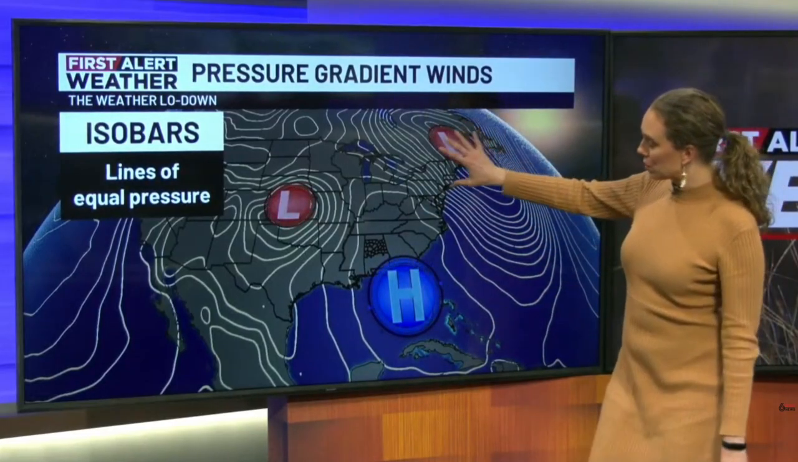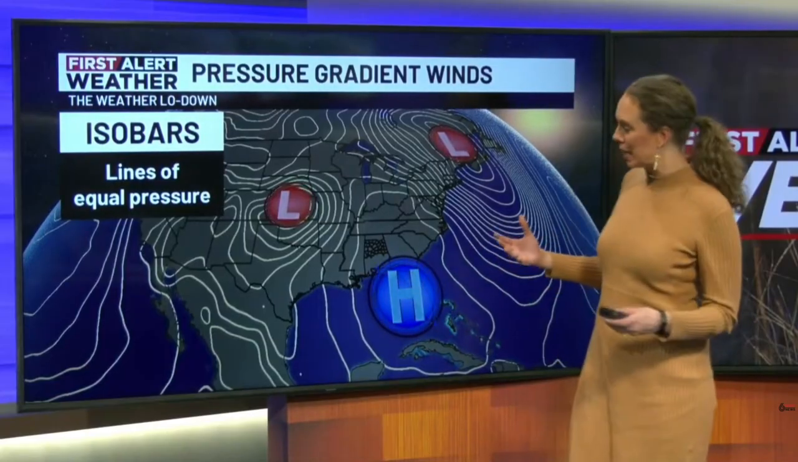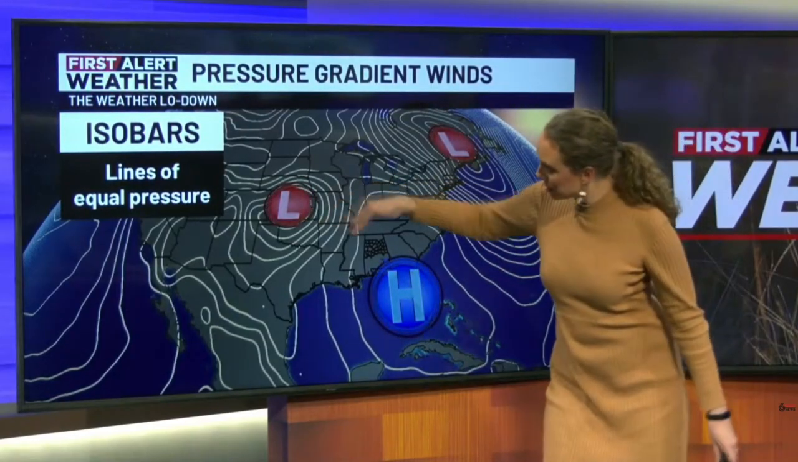So you can see areas of low pressure here on the map, but then also areas of high pressure. And this is what we're under currently. An area of high pressure is beginning to take control, so winds are beginning to lighten up. But because there is such a drastic change between the high and the low pressures that are nearby, that is causing winds to be stronger.